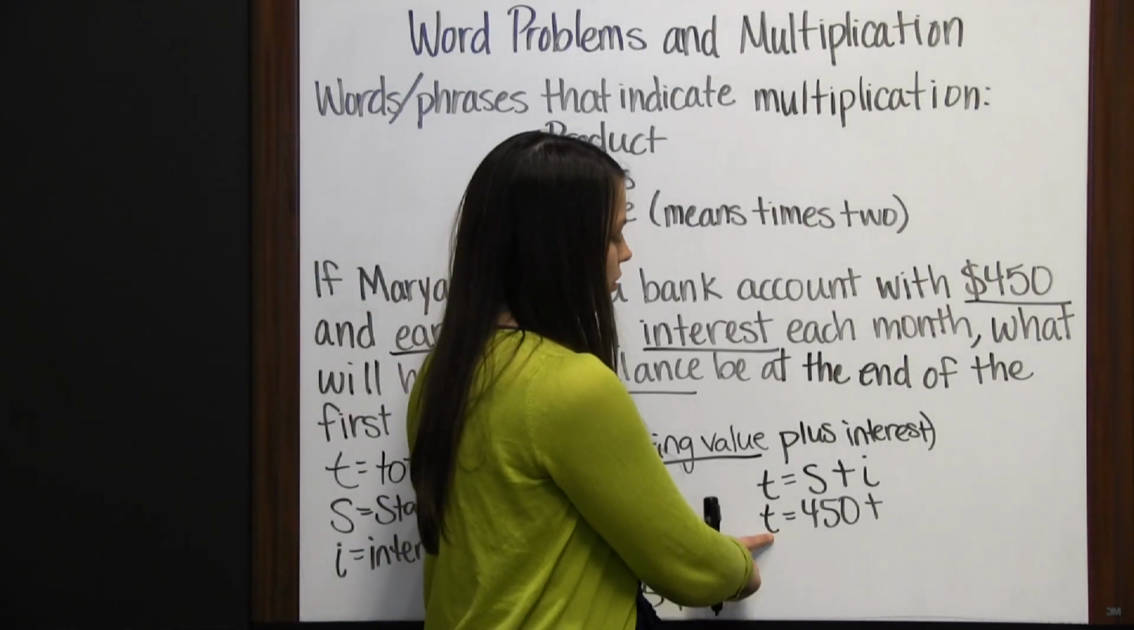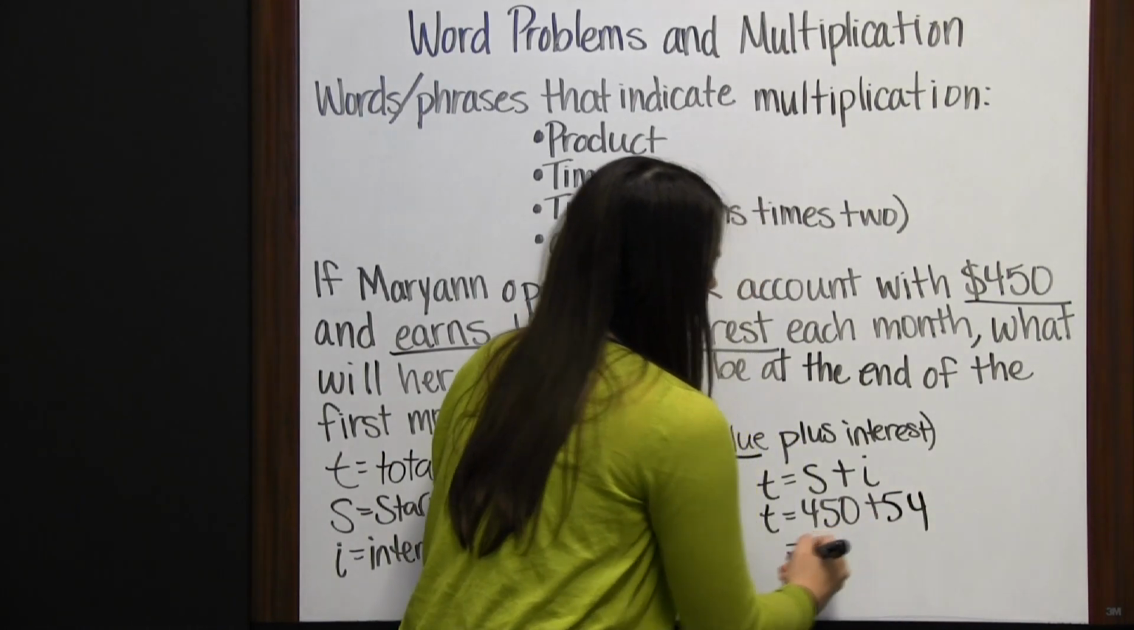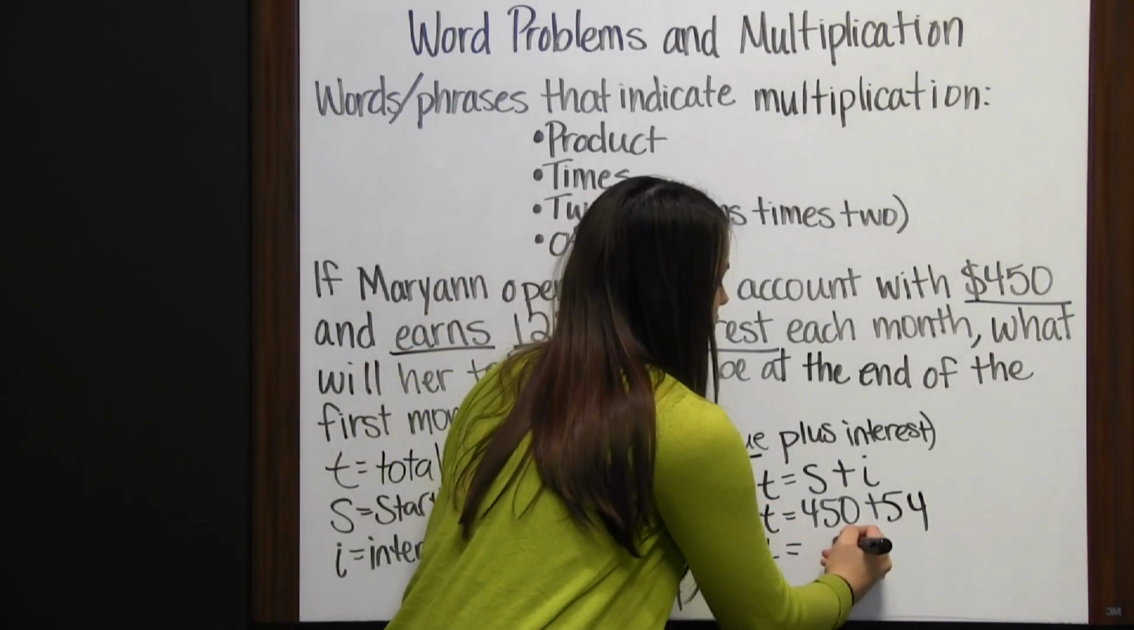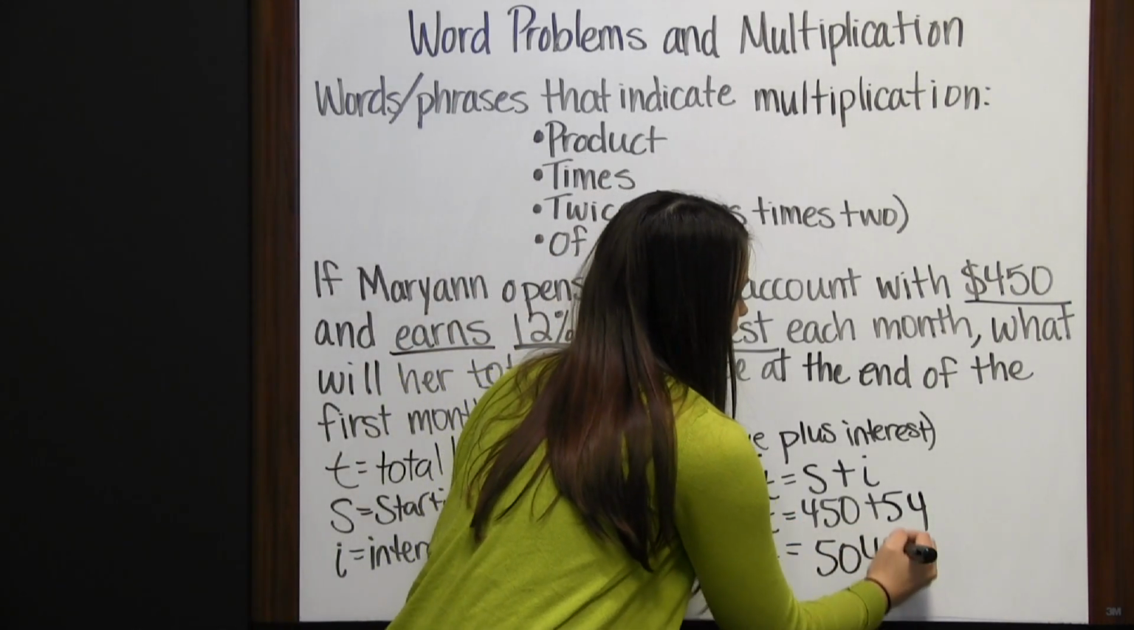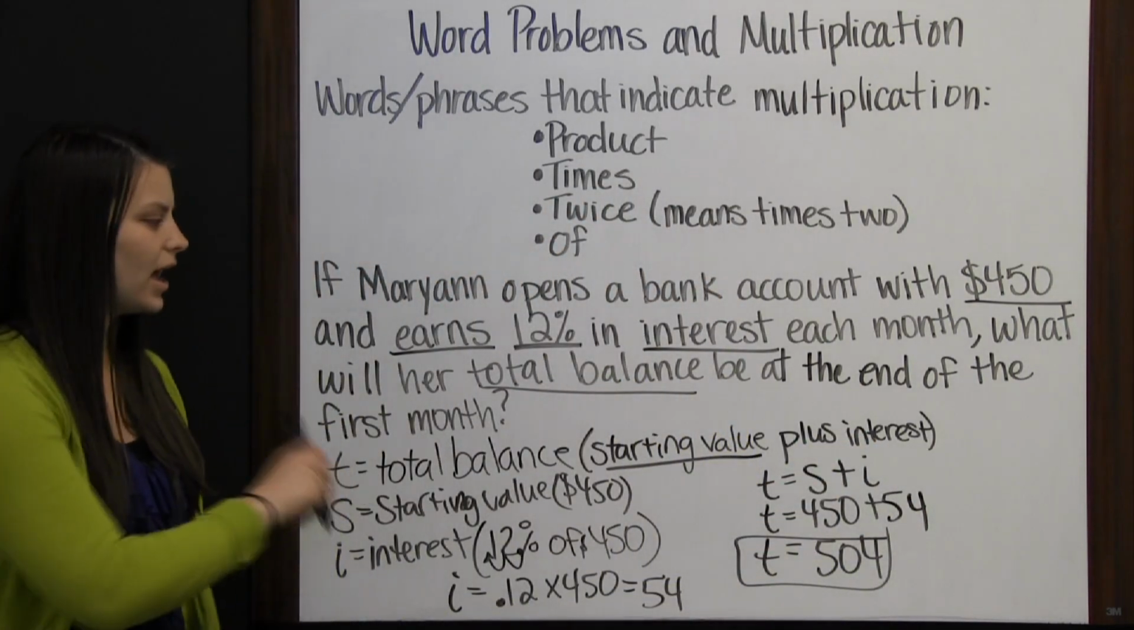Therefore, our total amount is $450 plus $54. And then we just add those two amounts together. Therefore, our total amount is $504. And that's how much money we have after 1 month.